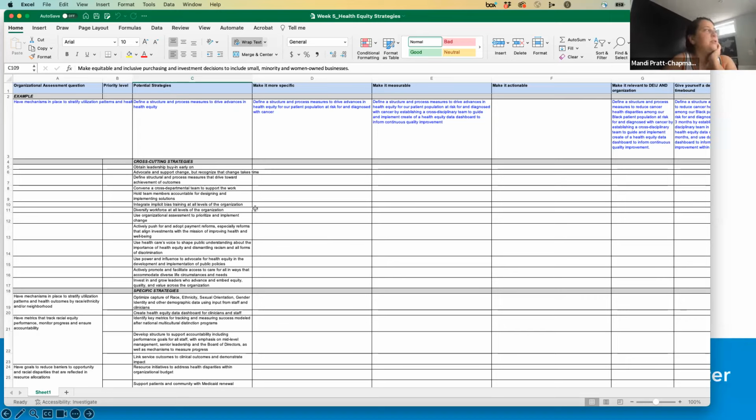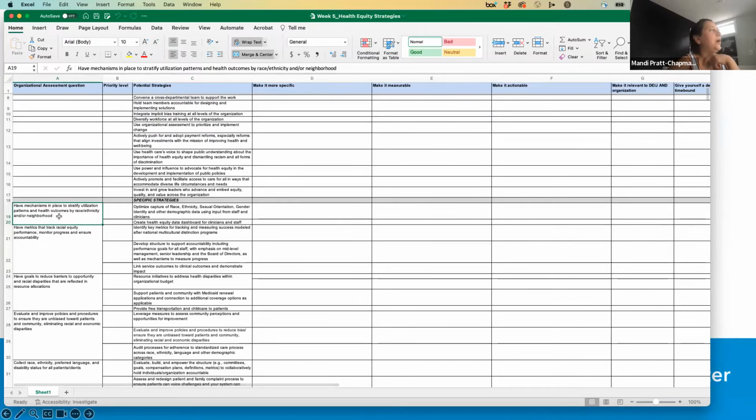and give you some ideas so that if in your organizational assessment, let's say in this A column, you scored low on having mechanisms in place to stratify utilization patterns and health outcomes by race and ethnicity, I've provided a column here for you to prioritize based on your score or your feedback for that question. What's the priority level for addressing that? Is that really high? The highest it could be is that you're doing pretty well, so maybe not something that's really critical to focus on. But this column B gives you a place to put whatever level the priority might be for that particular question.